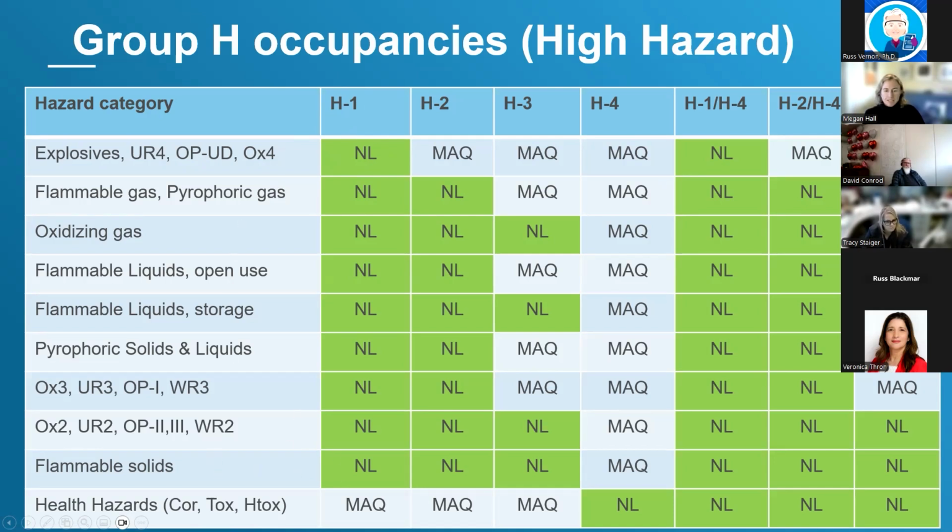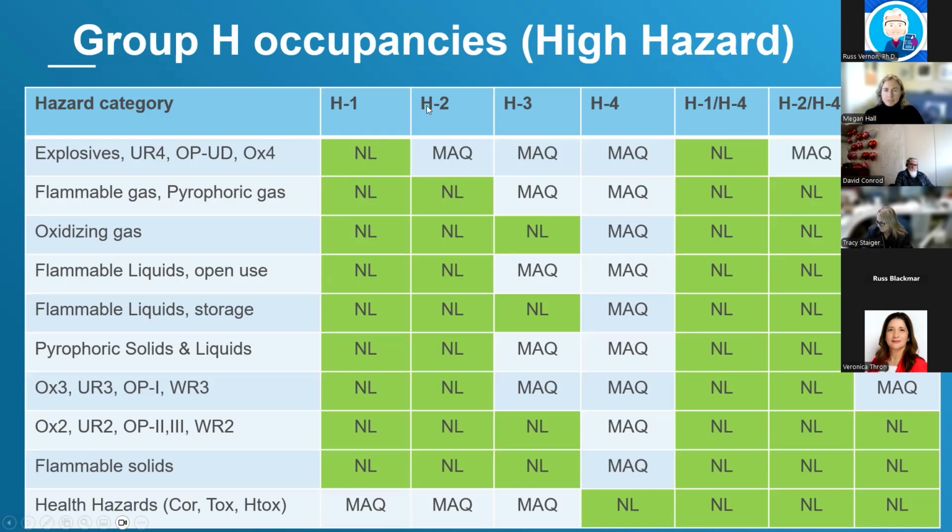But you still have to follow the MAQs for your health hazards, corrosives, toxics, and highly toxics. You can't have unlimited corrosives in an H1 occupancy. You still have to follow the standard MAQ table.